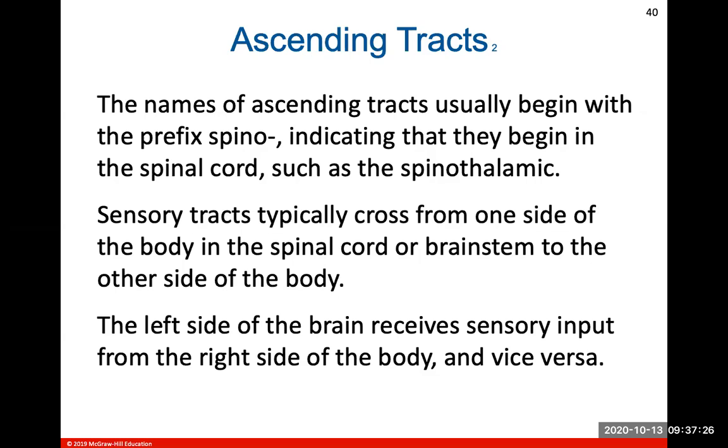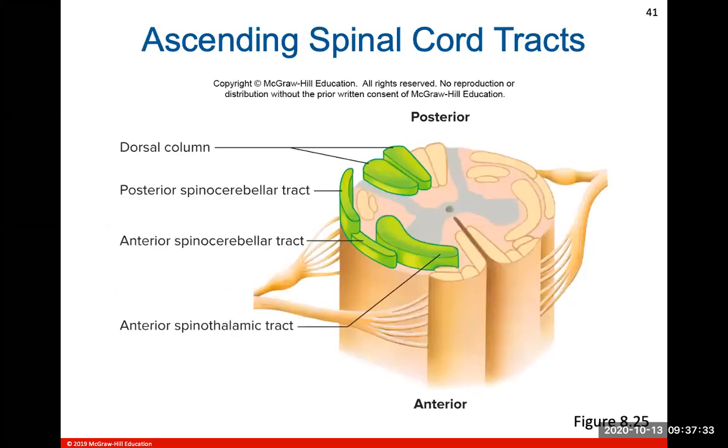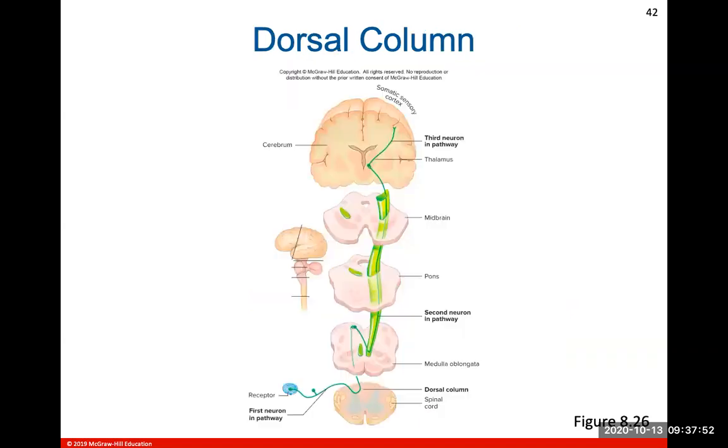The left side of the brain receives sensory input from the right side of the body and vice versa. So here's a look at ascending spinal cord tracts. They're all named for where they're located in the spinal cord in those white columns, and also where they originate, whether it's the spinocerebellar or spinothalamic tract. And again, these are all ascending tracts that bring sensory information to the brain.